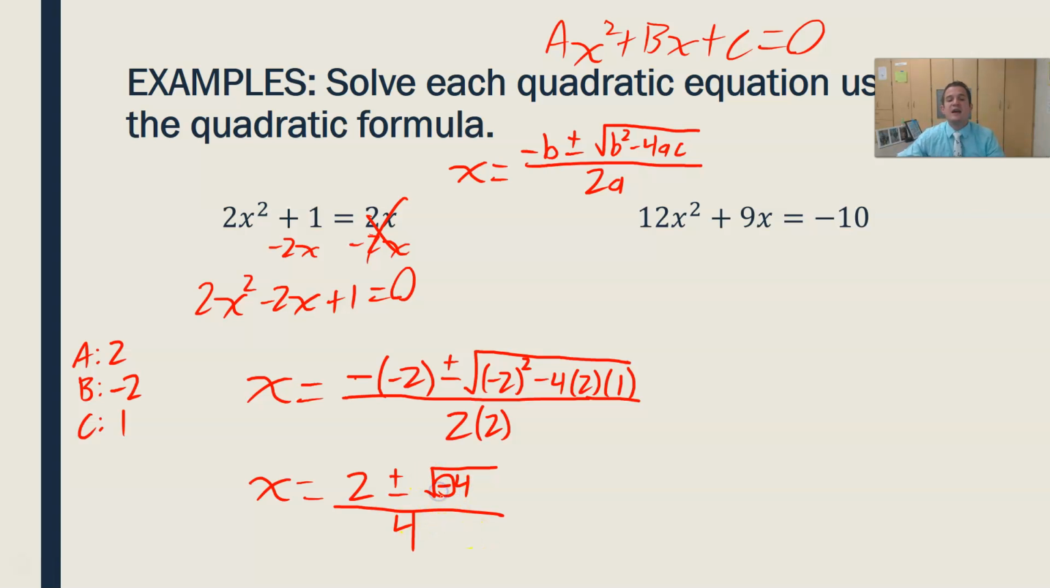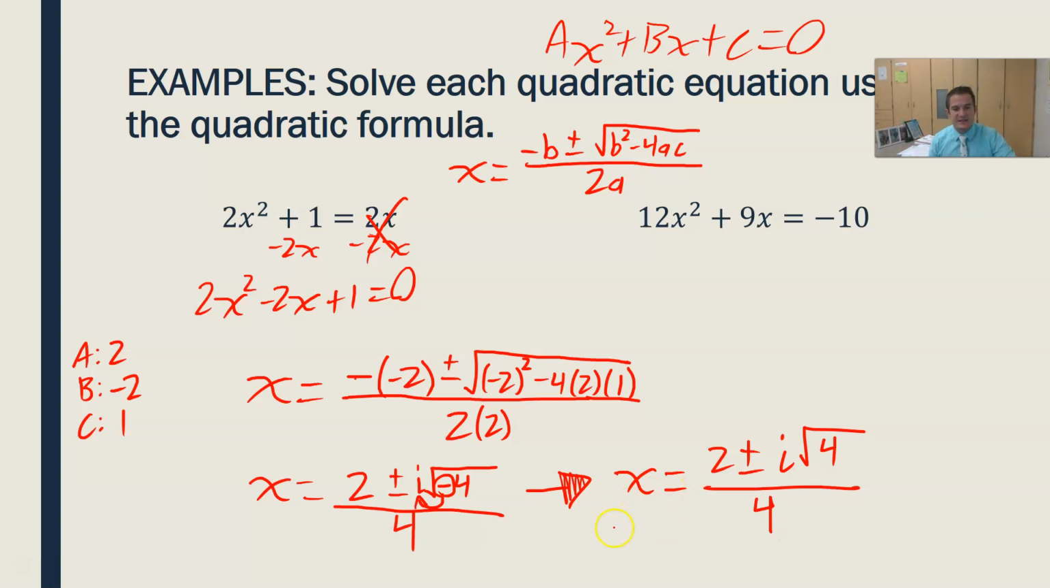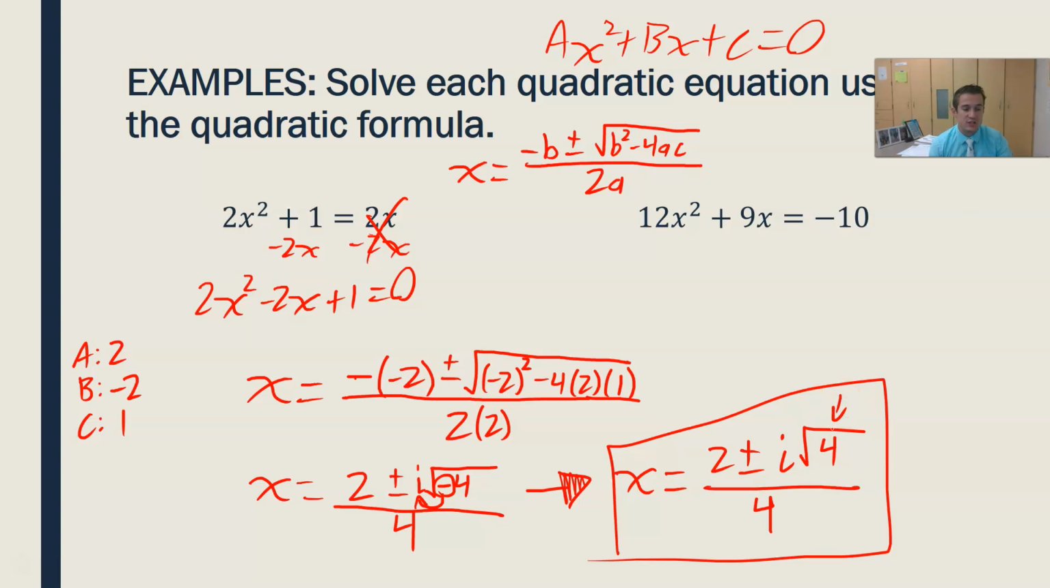So what am I going to do with that negative? I'm going to write it out in front of the square root as an i. So x equals 2 plus or minus i times the square root of 4 all over 4. And that's as far as I need you to go. Again, you can simplify this a little bit more if you would like to. For example, the square root of 4 just gives me 2, so you could write this as 2 plus or minus 2i over 4, and you could simplify that a little bit more. But this is as far as I need you to go for the purposes of what we're doing.